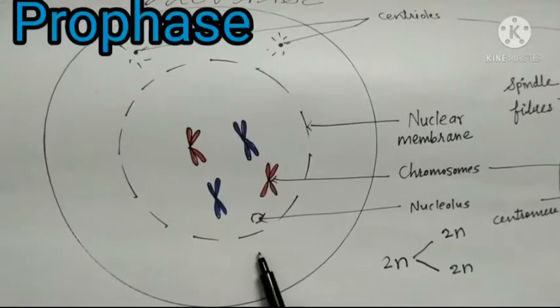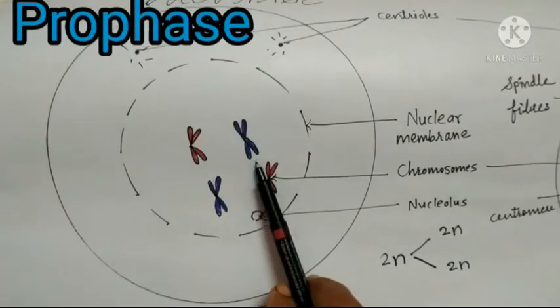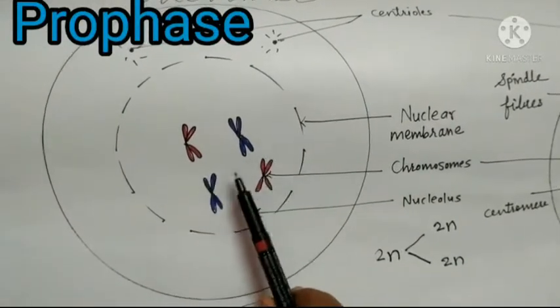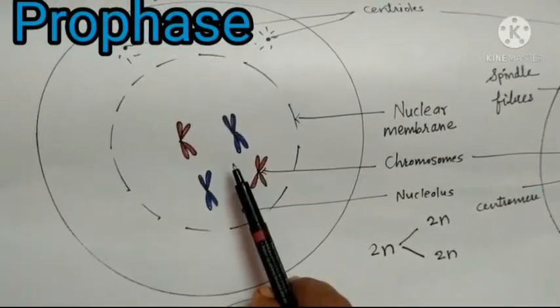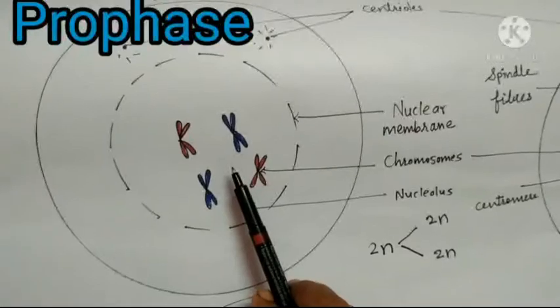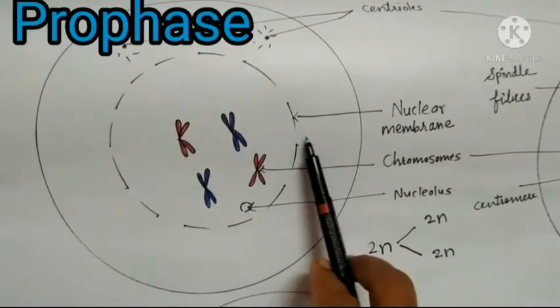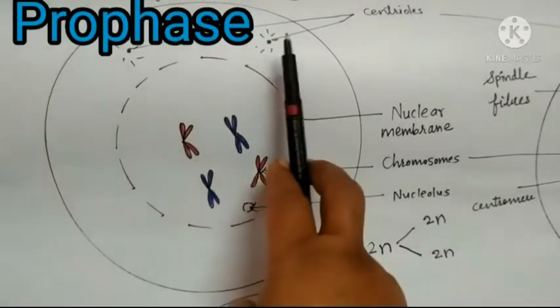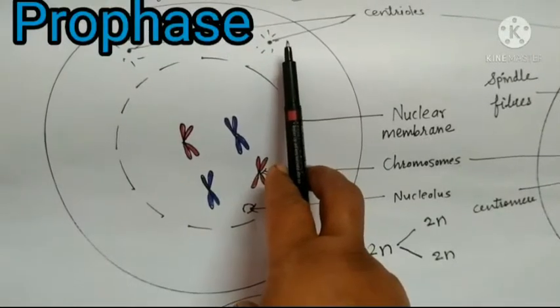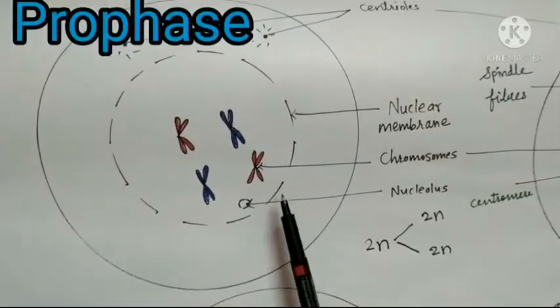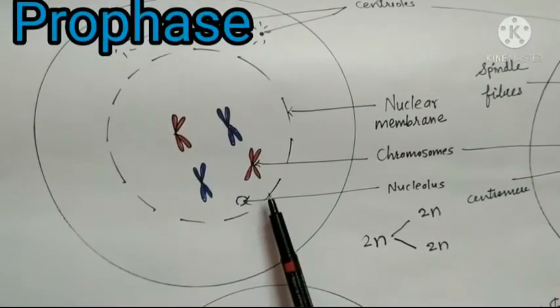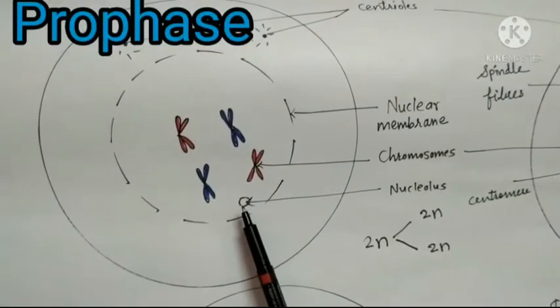So in prophase, condensation of basically thin thread-like chromosomes starts. Due to this, they become short and thick and they start to appear along with their pair of sister chromatids. Centrioles duplicate and each centriole moves toward each pole of the cell. Nuclear membrane starts to disappear and the nucleolus also starts to disappear.